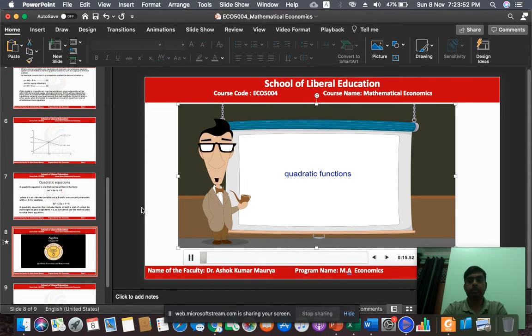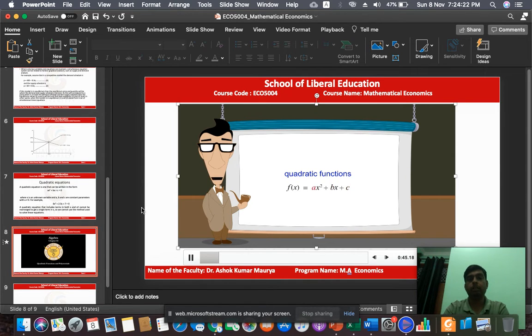Now we are discussing quadratic equations, and also how we represent the quadratic equation in a given form. Already we discussed the standard format of a quadratic equation, that is ax square plus bx plus c. This is the general form of a quadratic equation, and here a can never be equal to 0.